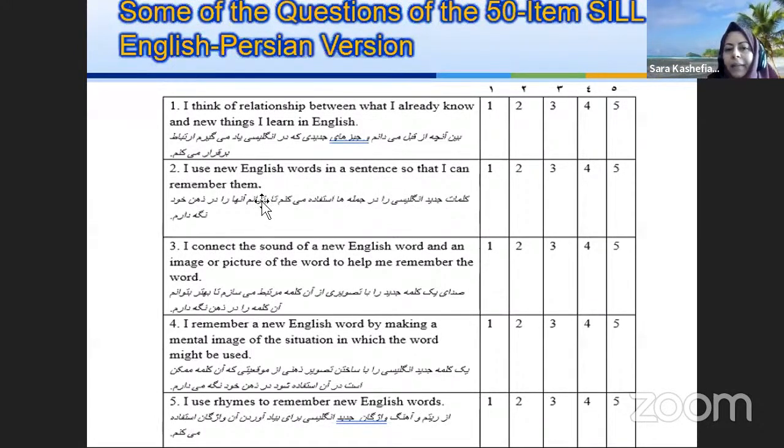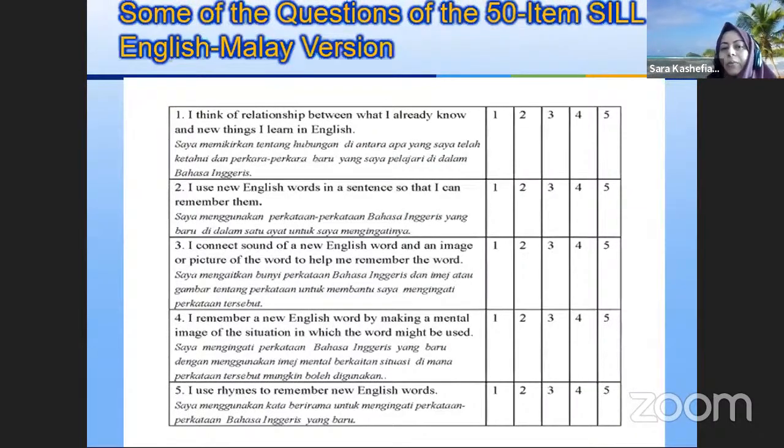As you can see, I think of the relationship between what I already know and new things I learned in English. So after I read these 5 questions, you can tell me they are related to which strategies, maybe. I use new English words in a sentence so that I can remember them. I connect the sound of a new English word and an image or picture of the word to help me remember the word. I remember a new English word by making a mental image of the situation in which the word is used. I also used the Malay version, so some translation was done again for the first 5 questions.